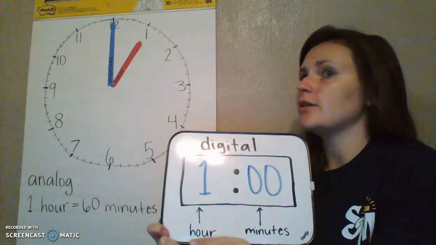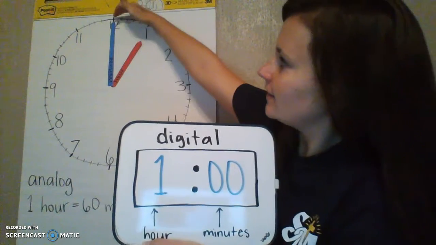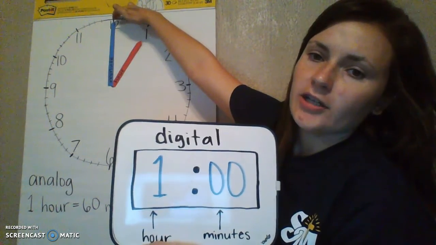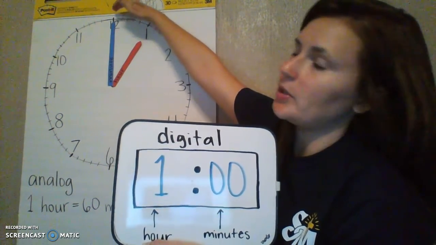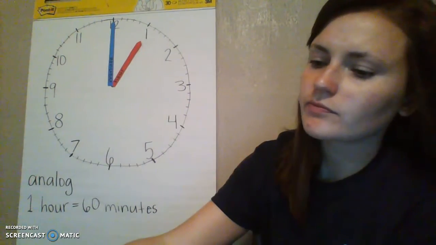Now you might be thinking, well, the number says 12. Okay, well, on a clock we have to remember that the minutes 0 starts here. The hour would be 12, but the minutes is 0. So right now it's 1 o'clock.